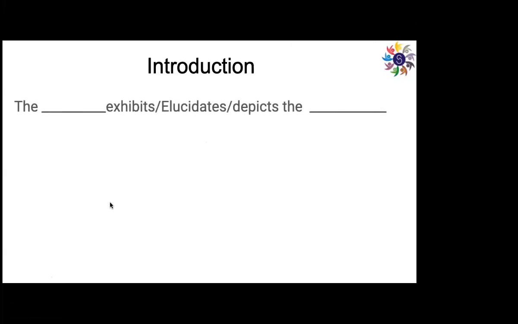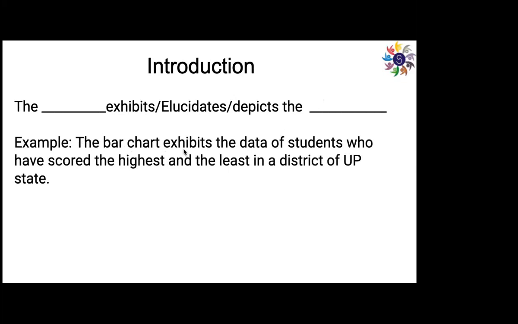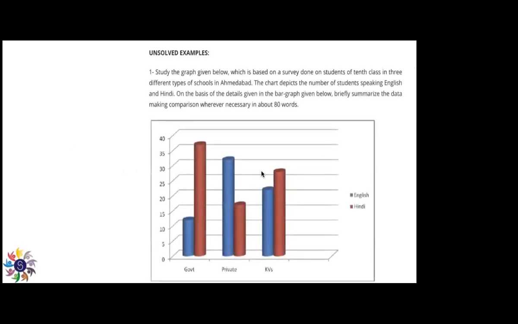Now, how are we going to write the introduction? Look at this. This is the particular line. This bar graph exhibits or elucidates or depicts. Exhibits means shows, elucidates also means explains, and depicts the data of students of KVs and government school. So for example, the bar chart exhibits the data of students who have scored the highest and the least in district of UP state. So this is something you have to do.